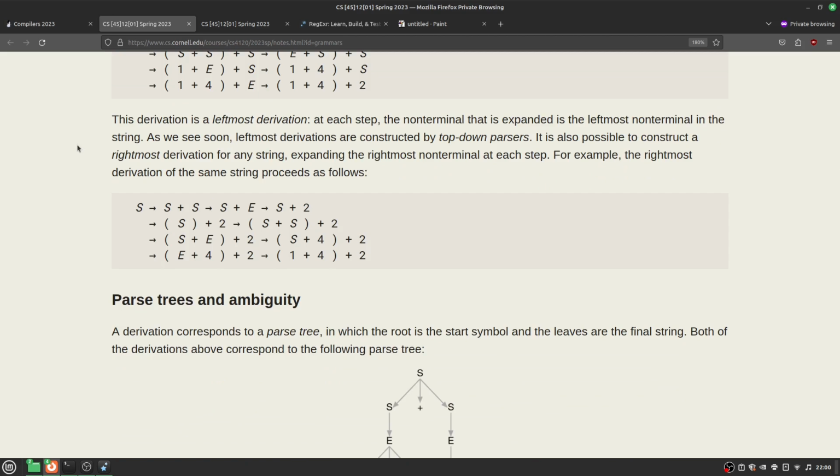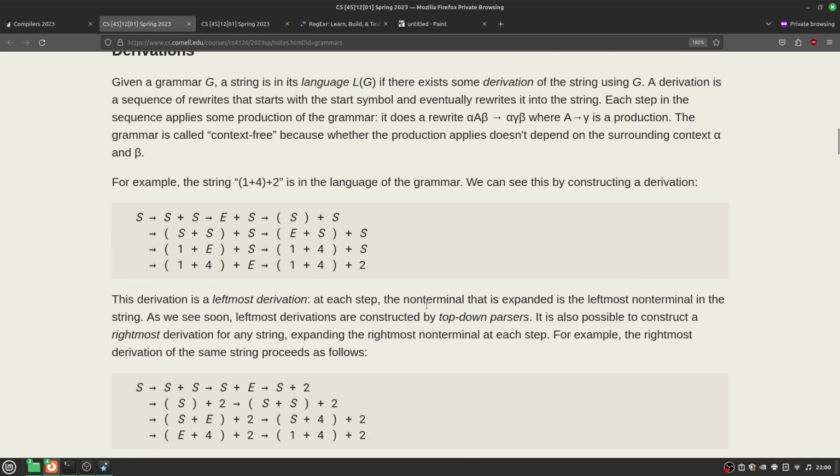This derivation is a leftmost derivation. At each step, the non-terminal that is expanded is the leftmost non-terminal in the string. As we see soon, leftmost derivations are constructed by top-down parsers. It is also possible to construct a rightmost derivation for any string, expanding the rightmost non-terminal at each step. For example, the rightmost derivation of the same string proceeds as follows.